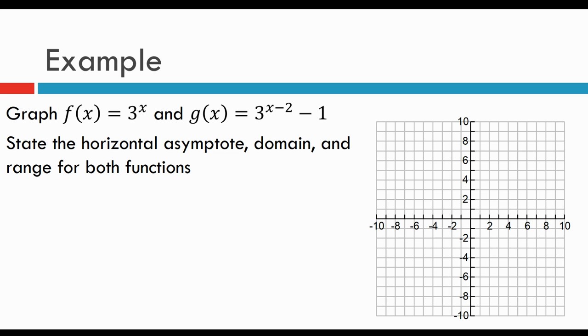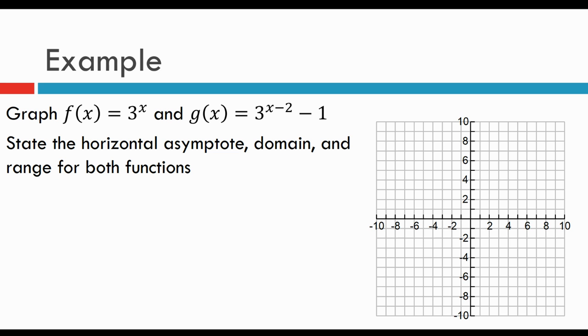It says we want to graph f of x equals 3 to the power of x and g of x equals 3 to the x minus 2 power minus 1. So we're going to graph two graphs on the same one, and then we're going to state the horizontal asymptote, domain, and range for both of the functions.